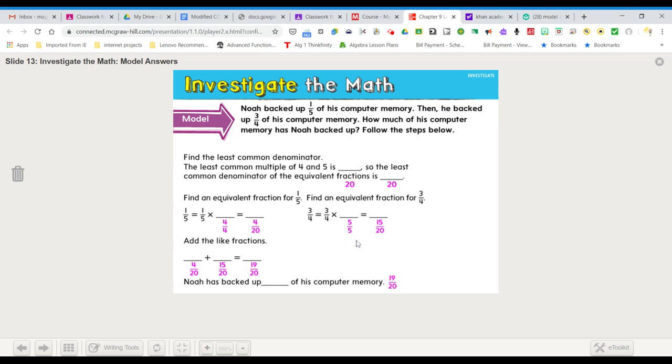Now you have what's called a like fraction. They have a common denominator. Their denominators are alike. This is in 20ths. This one is in 20ths. You have 4/20ths plus 15/20ths. Add your numerators. That's what we were doing in the last couple of lessons. So 4 plus 15 is 19. Your answer is 19/20ths.